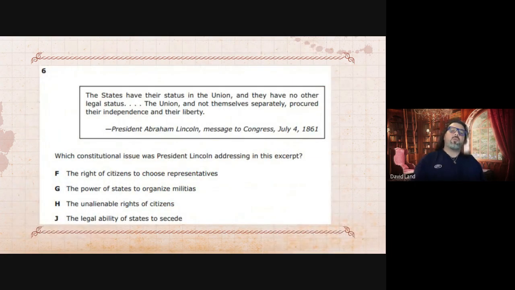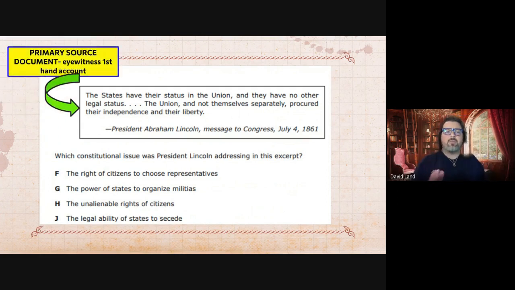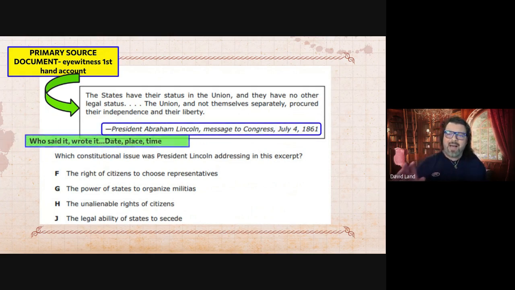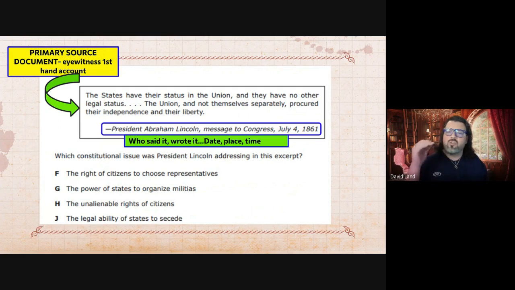So there's a question right there. You can pause it and tackle it if you like. All right, shall we go on? Let's try a question. Now, I'm going to read this. This is a primary source document, which means it's an eyewitness account. When I look at the bottom of that document, it tells me who wrote it, a date, a place, a time. I get information there, so it gives me clues to the answer.